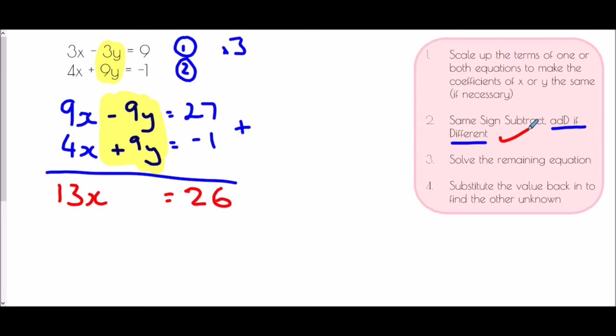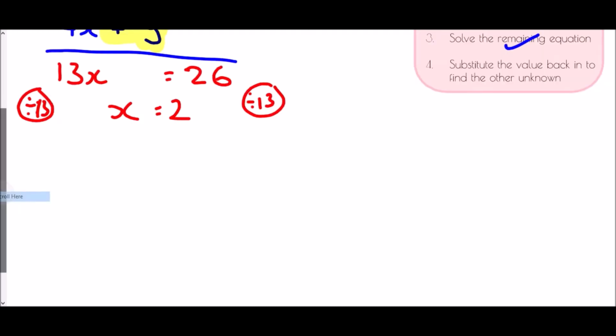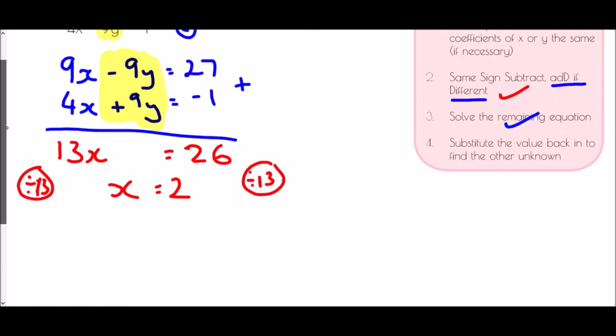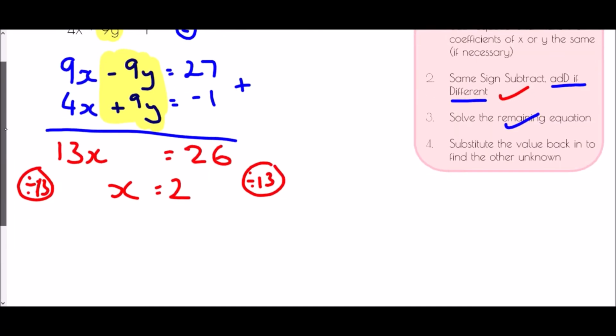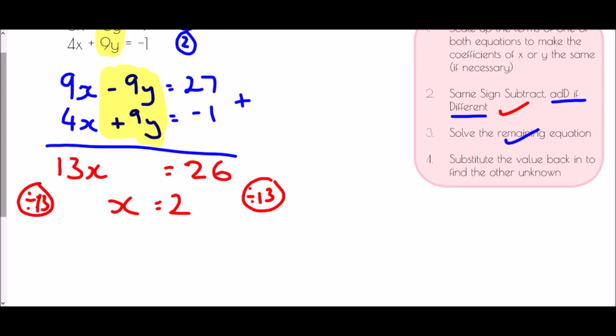We want to solve the remaining equation. So in order to do that, we're going to divide by 13 on both sides. And if I divide by 13, well, x would equal 2. And so finally, I want to just substitute that back into one of the equations. And again, it is entirely up to you which equation you use. I would generally go with one that does have all positives in it. So let's use the second equation.